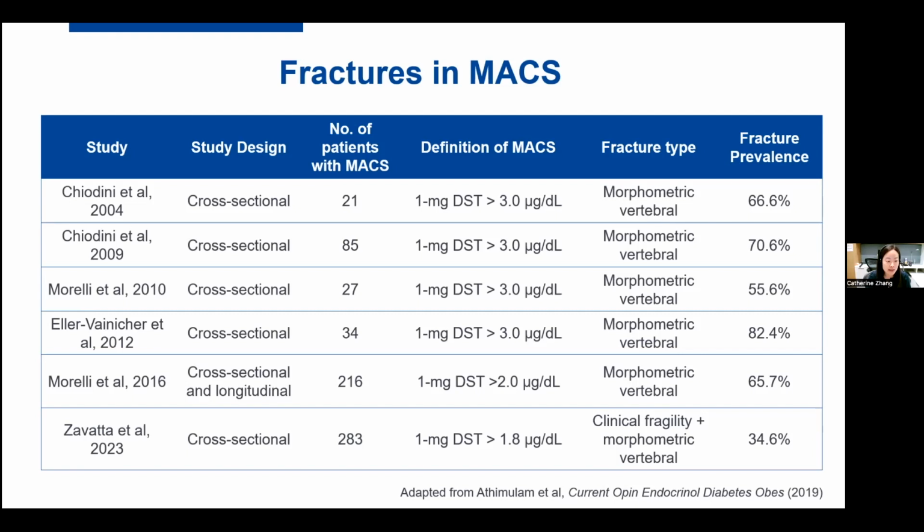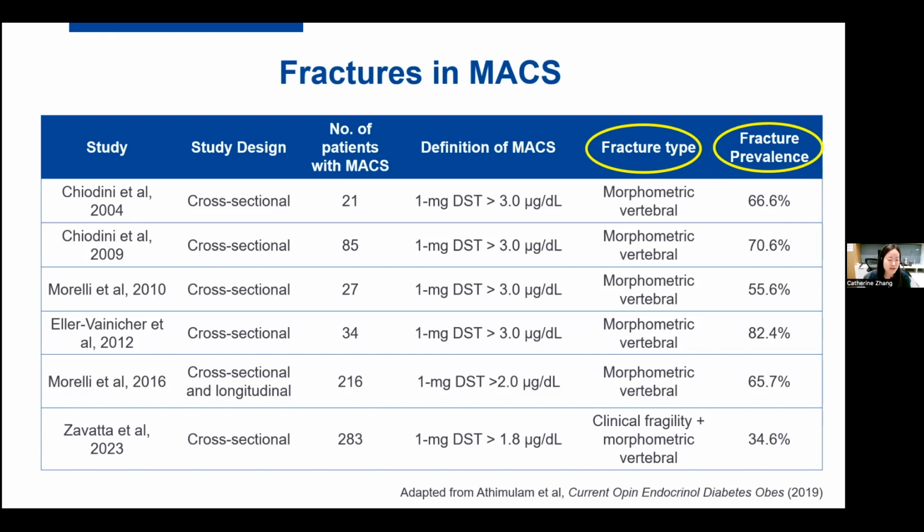I just wanted to highlight a couple things that I found interesting. The first is fracture type. All of these studies, with the exception of the last study, looked at morphometric vertebral fractures. These were fractures that were identified based on retrospective review of spine imaging, and they weren't necessarily clinically symptomatic fractures. The fracture prevalence was also pretty high, up to 82% in one of these studies.